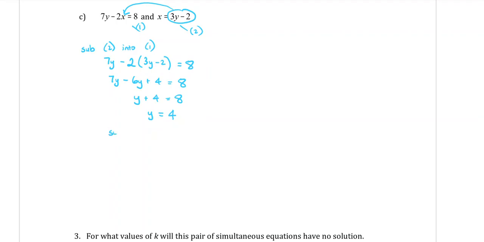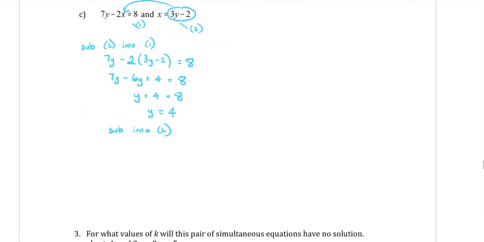Sub back in to one of the equations. Let's sub into equation 2 because the x is already by itself. And we get x equals 3 times 4 minus 2. 3 times 4 is 12, minus 2 makes 10. So that means that our solution is x equals 10 and y equals minus 4. So, not minus 4, positive 4. So 10, 4 is our solution.